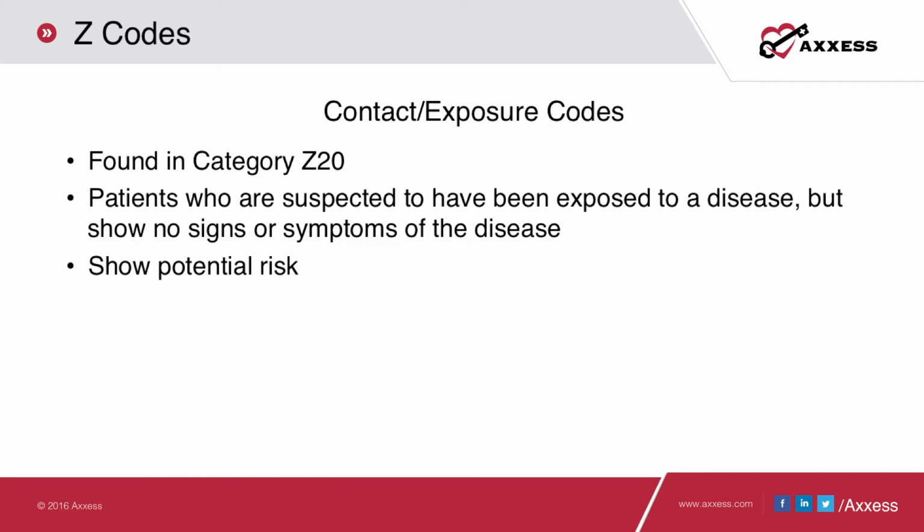So in that case, we would have coded those patients who had been exposed, those nurses and caregivers, with a code from category Z20 to show that they had an exposure to that disease, but they didn't yet have signs or symptoms. And thankfully, they didn't all have signs and symptoms later.